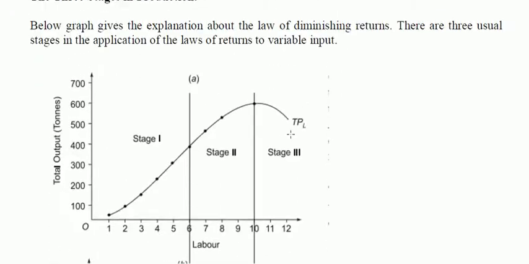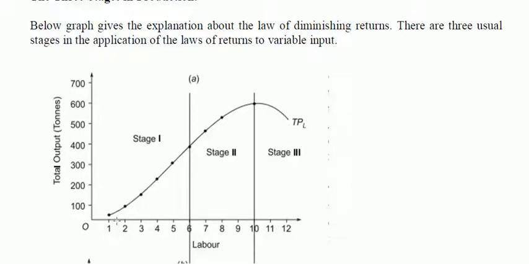Okay, and if we want to represent this in marginal and average terms, what do we mean by average production? Average production is the total production, the total output produced, divided by the total number of laborers at that time. Suppose there are 6 laborers which we are considering, and they are producing 400 as the output. So 400 divided by 6 will be the average. For example, 10 laborers are there and they are producing maybe 600, so 600 divided by 10. And then at 12, maybe 500 units have been produced by 12 workers, so 500 divided by 12.